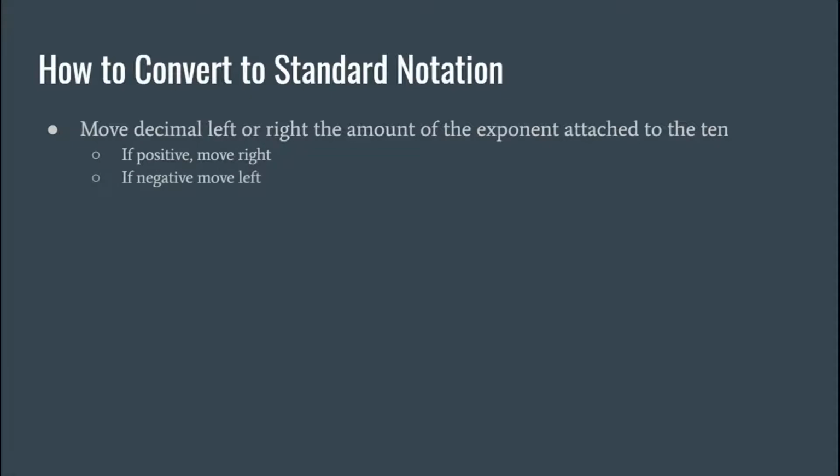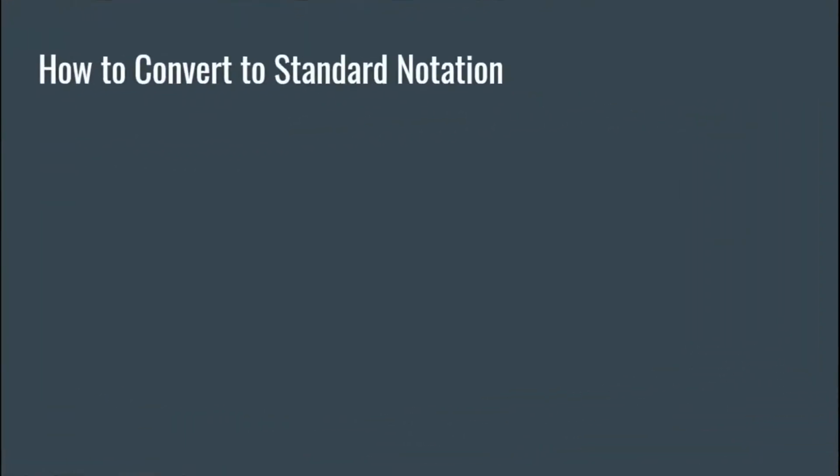Let's say you have a number that's already in scientific notation. We're going to take the decimal and we're going to move it left or right, depending on what the exponent is attached to the 10 that you'll see. If the exponent is positive, we're going to move it to the right. If it's negative, we're going to move it to the left. Alright, so let's take a look and see how this works.